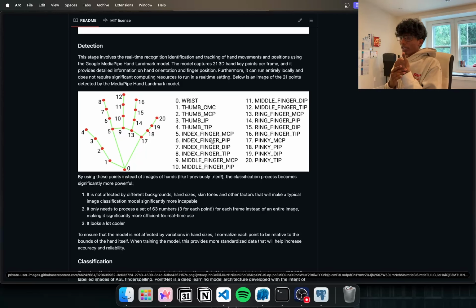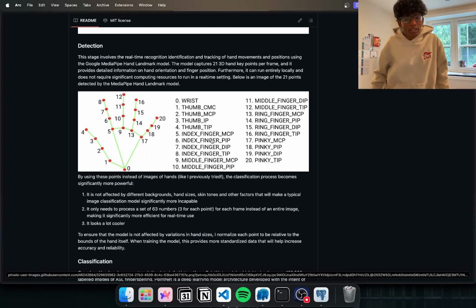One, it makes it a lot easier to process because we're just dealing with points instead of actual images. And two, it makes it a lot more reliable because it's not dependent or vulnerable to changes in hand sizes, changes in positions of hands, background color, and skin tone. So that way, Google MediaPipe assisted in many ways.